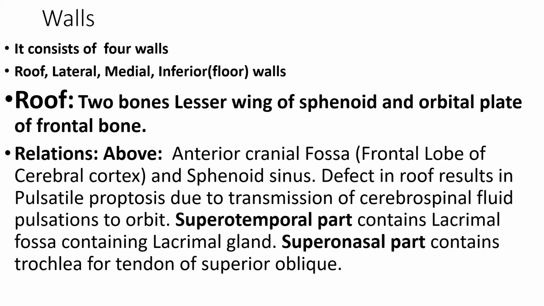The relations of the roof are that above it lies the anterior cranial fossa with frontal lobe of the cerebral cortex and sphenoid sinus. Any defect in the roof results in pulsatile proptosis due to transmission of cerebrospinal fluid pulsations to the orbit. Supratemporal part contains lacrimal fossa, which houses lacrimal gland. Supranasal part contains the trochlea for the tendon of superior oblique.